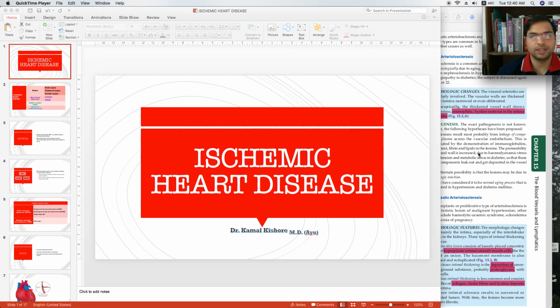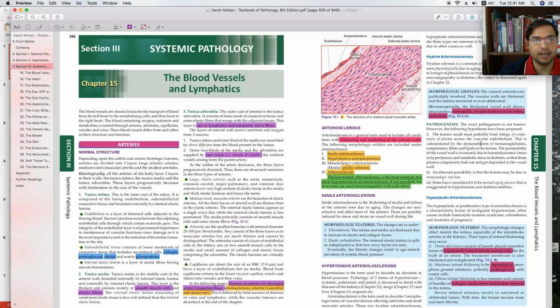To start with cardiac pathologies. The first group of diseases in cardiac diseases is ischemic heart disease. So for understanding ischemic heart disease, we need to understand the blood vessels, especially the arteries. Right, so let us understand the arteries first.